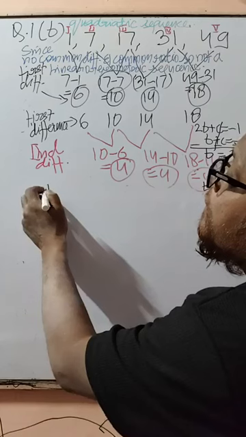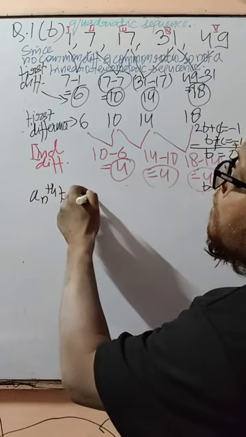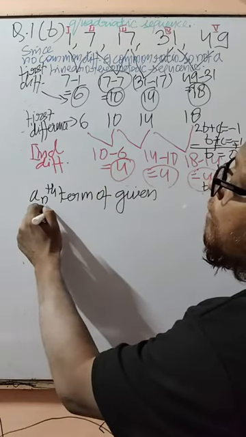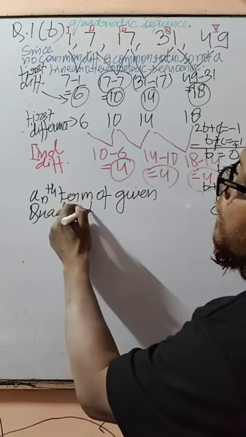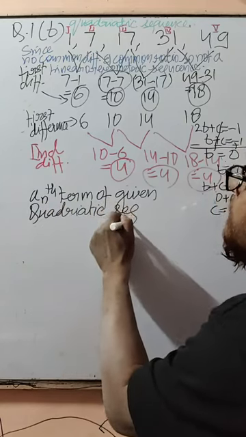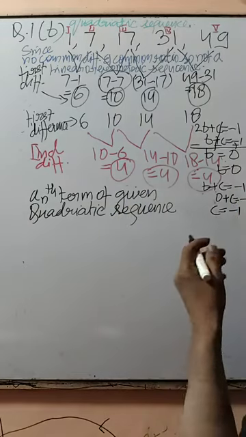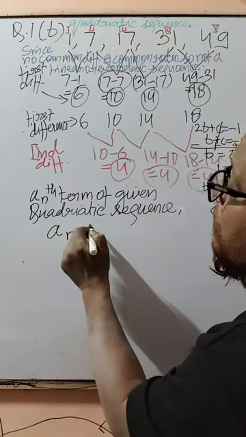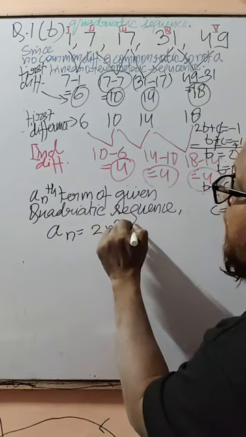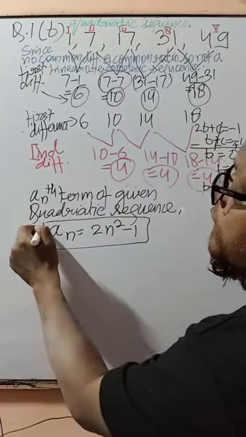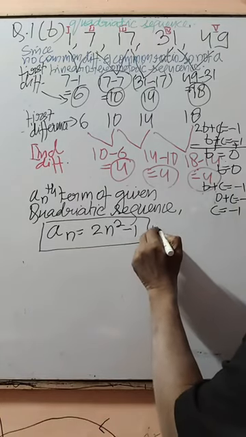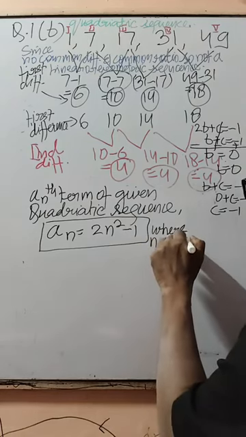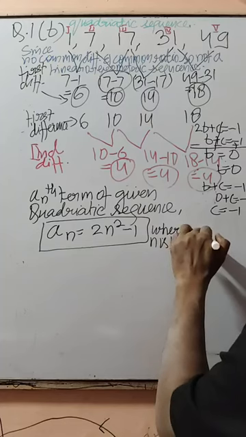the nth term of the given quadratic sequence an is equal to 2n squared minus 1, where n is the position of the term.